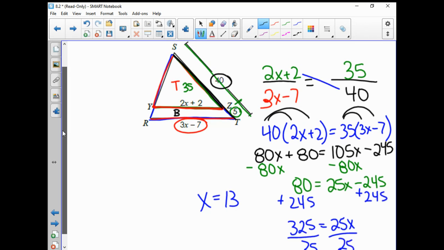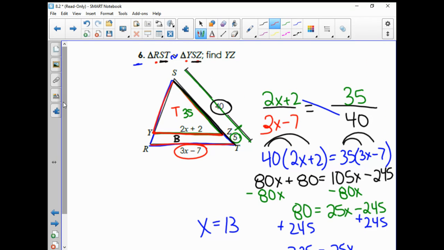Very good. Now, before you circle that answer, though, go back up. Is this what they wanted? Did they want us to say that x is equal to 13? No, they wanted the side between Y and Z. So find Y and Z. Here's, let's do some blue. Here's Y, here's Z. So they want this side right there.